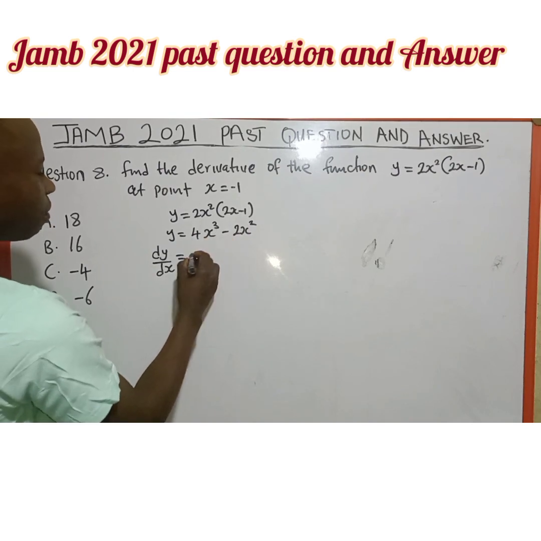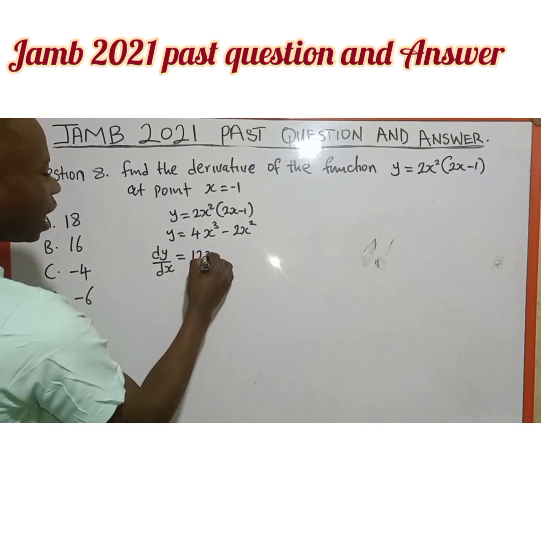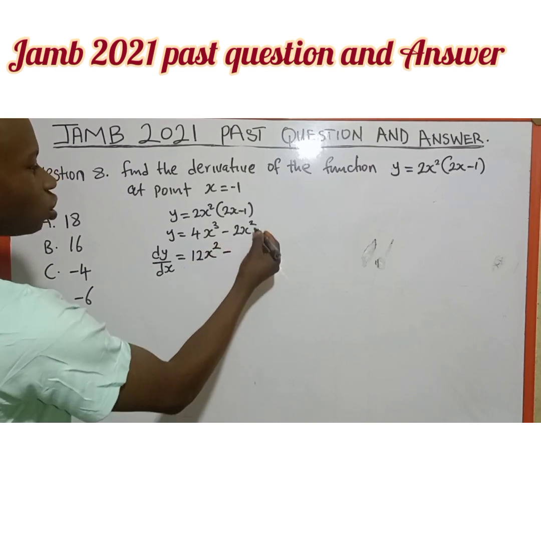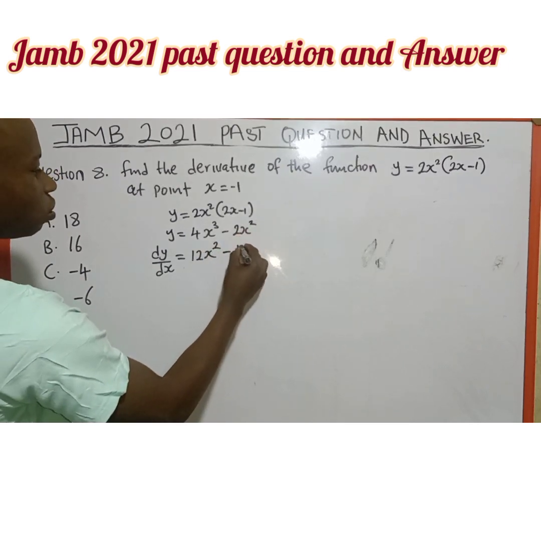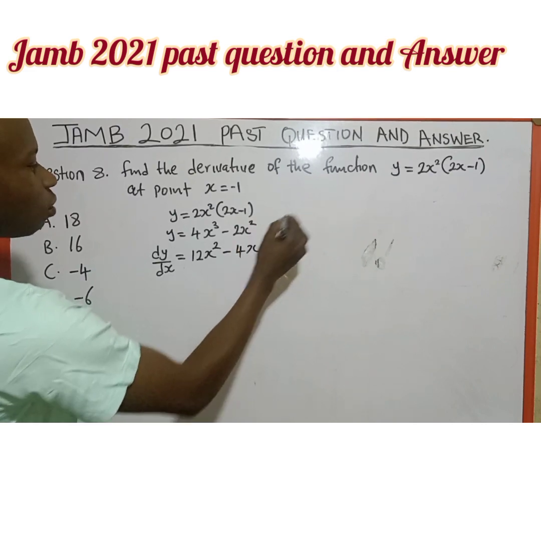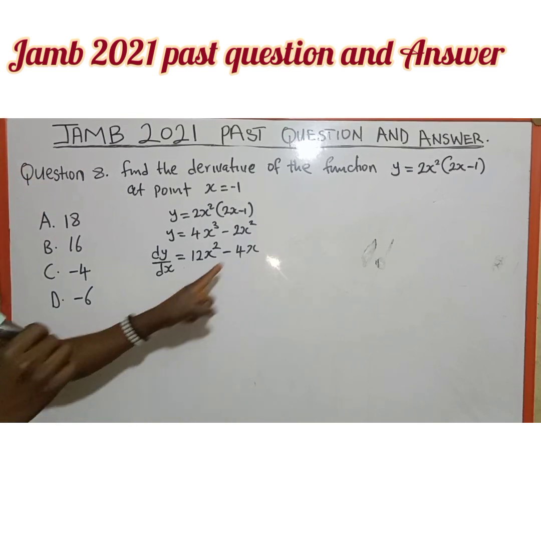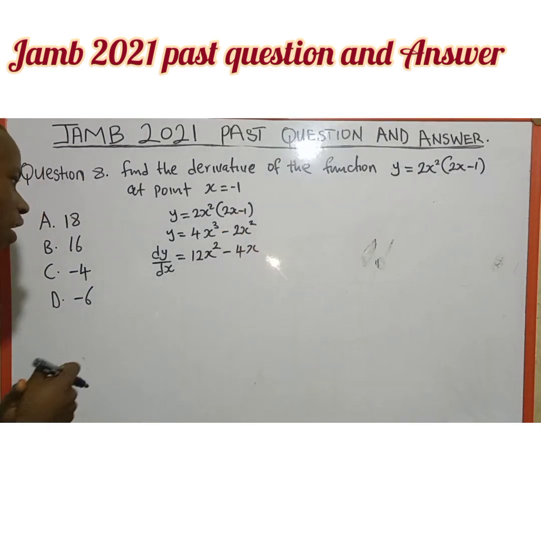So 3 multiplied by 4 is going to give me 12s. Then take away 1 from the 3, it will remain 2. Then minus 2 multiplied by 2 is going to give me 4. Then s, take away 1 from the 2, it will be 1. Okay, 4s is the same as 4 raised to the power of 1.